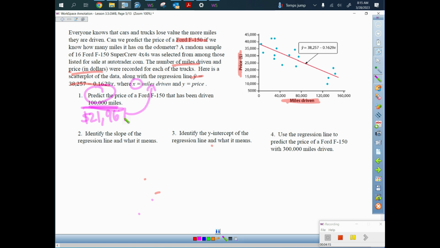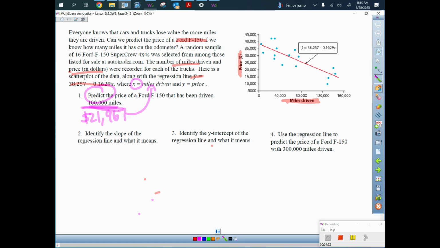That seems about right to me also. It's like, all right, I got me a truck. It's a 2016. It's got 100,000 miles on it. It's a 4x4. It's like how much? 21 grand, 22 grand, you know. It's not far off. It seems reasonable in that case.